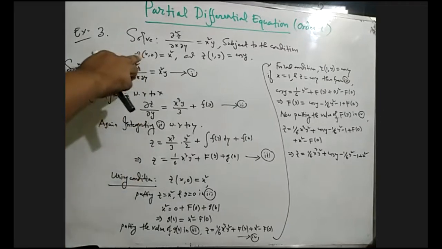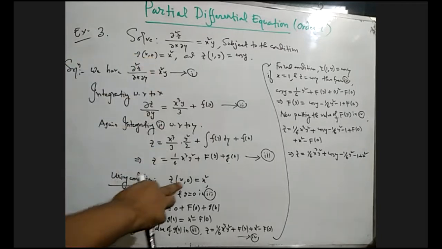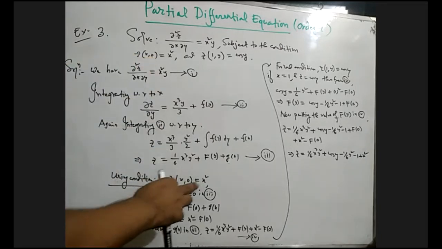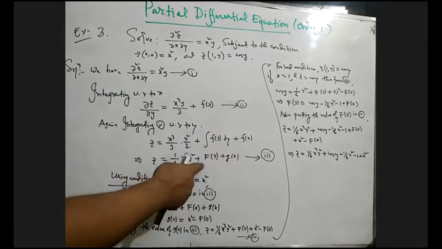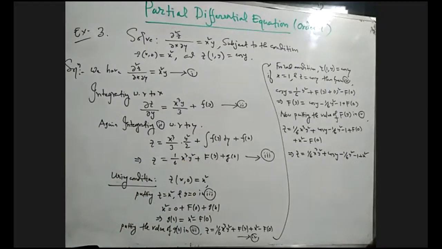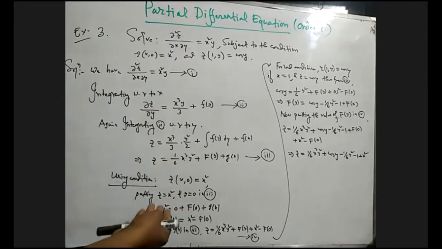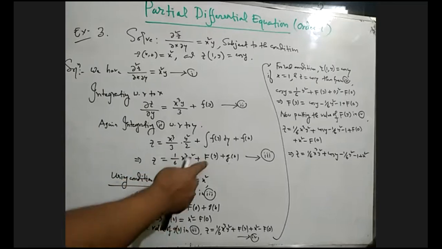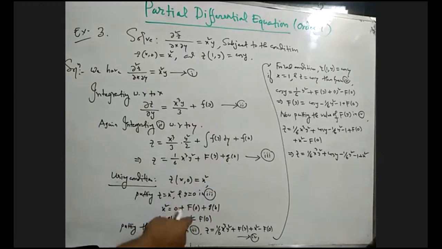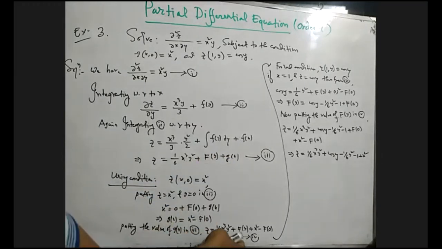So using the condition, z is a function of x and y, but here y equals 0. So if z equals x square, then y equals 0. Now imposing this condition, this is the particular solution of this partial differential equation. Now using this condition, we can write z equals x square, and y equals 0, so this whole term becomes 0, and we get f of 0 and z of x. So z of x equals this. Putting the value of z of x in equation 3, we get z equals this one.